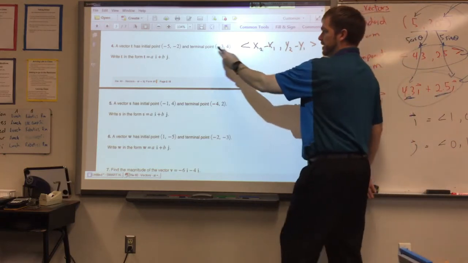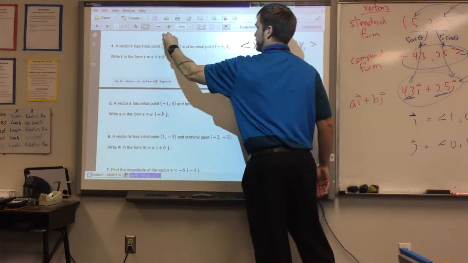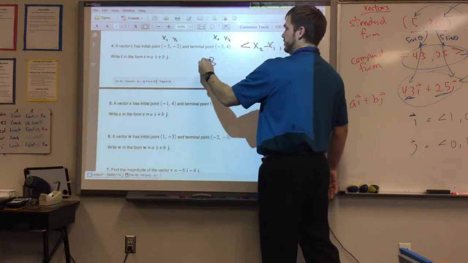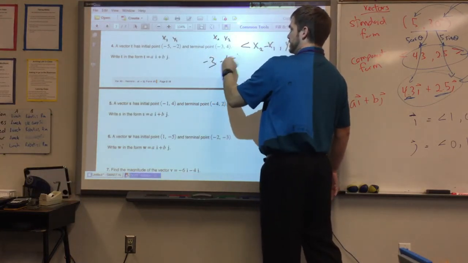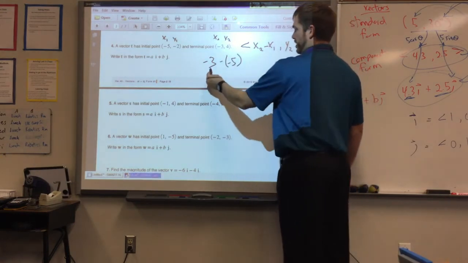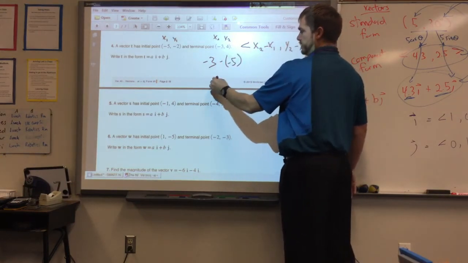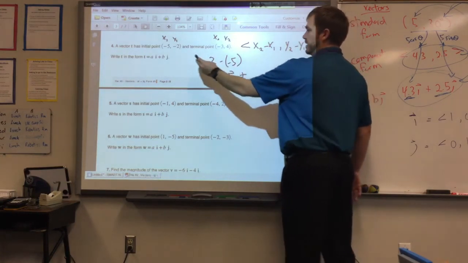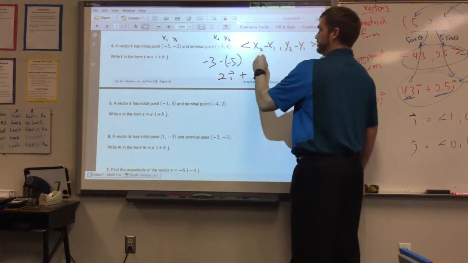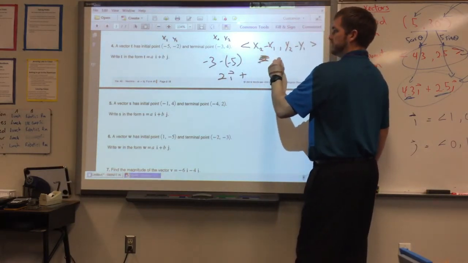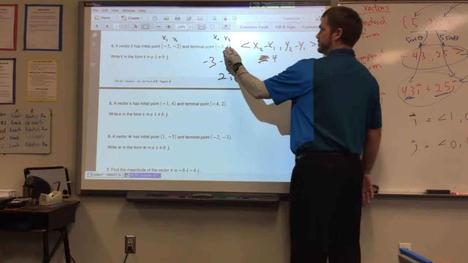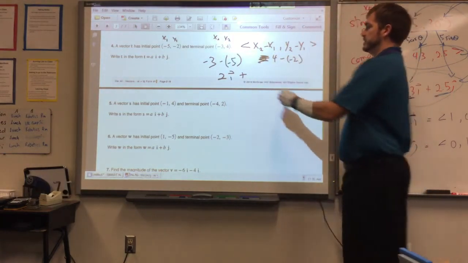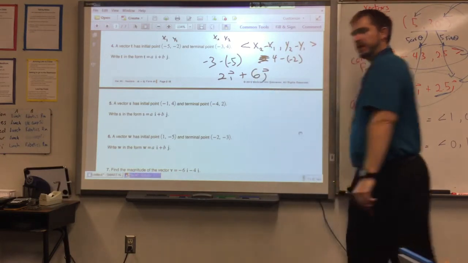So we have x1, y1, x2, y2, just labeling everything. So negative 3 minus negative 5. Make sure we do this right. Is that 2? 2, yeah. Okay. So 2i plus, and then we have negative 2, so 4 minus negative 2. So 6j.